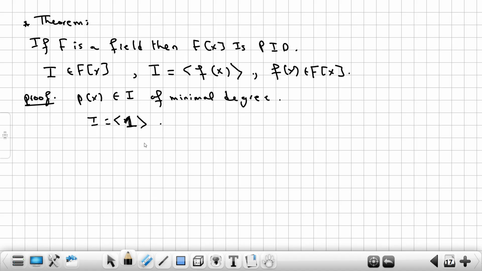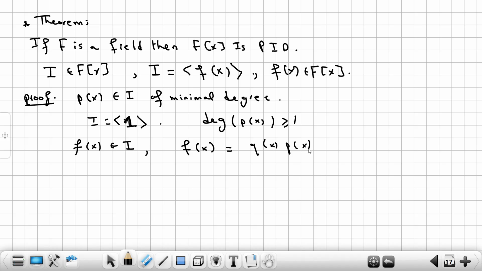If the degree of p(x) is greater than or equal to 1, take f(x) in I. Then f(x) can be written, as we know, as q(x)p(x) plus r(x). Okay, so this is the division algorithm. Now, if r(x) is equal to 0, nothing to show. Then I is generated by p(x).